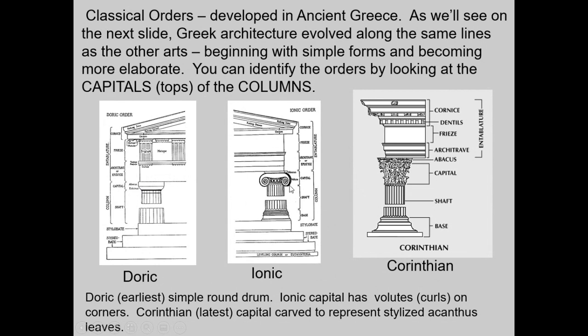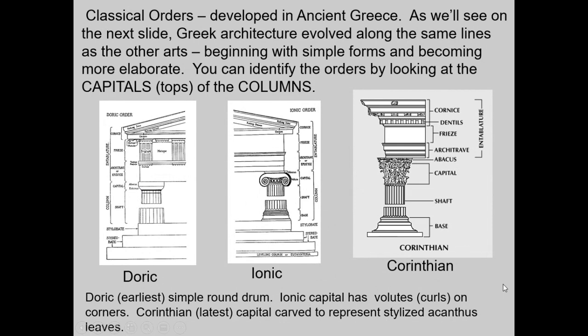The Ionic is the most easily recognizable, I think, because you are probably familiar with these curlicue shapes on the corners of the capital. Those are known as volutes, V-O-L-U-T-E-S. The Corinthian style is meant to look like abstracted or stylized leaves from the acanthus plant, and they actually do kind of curl and have furled edges.